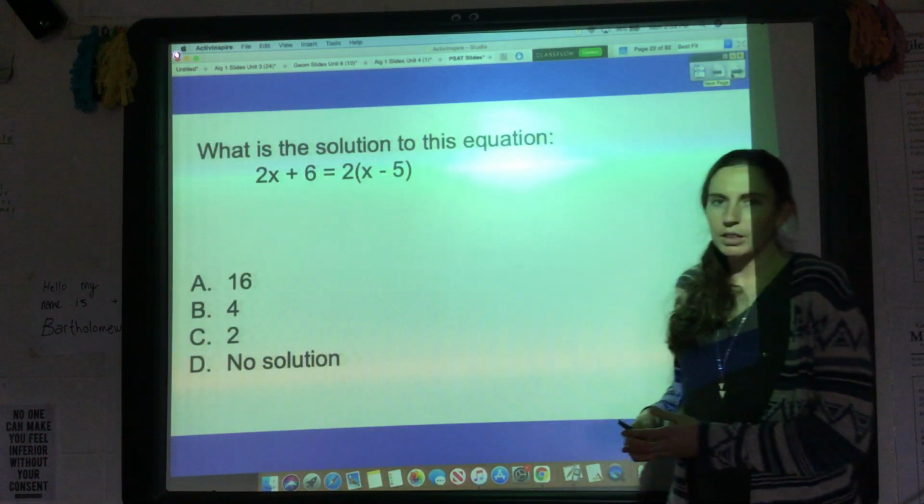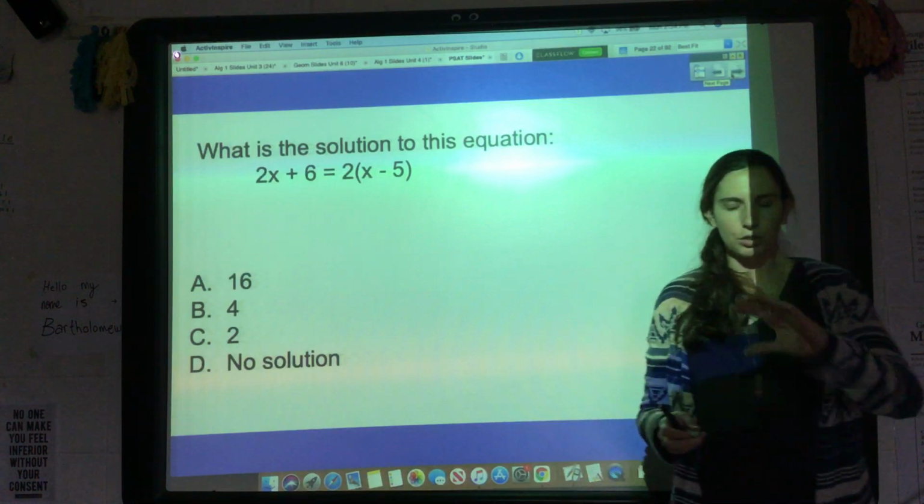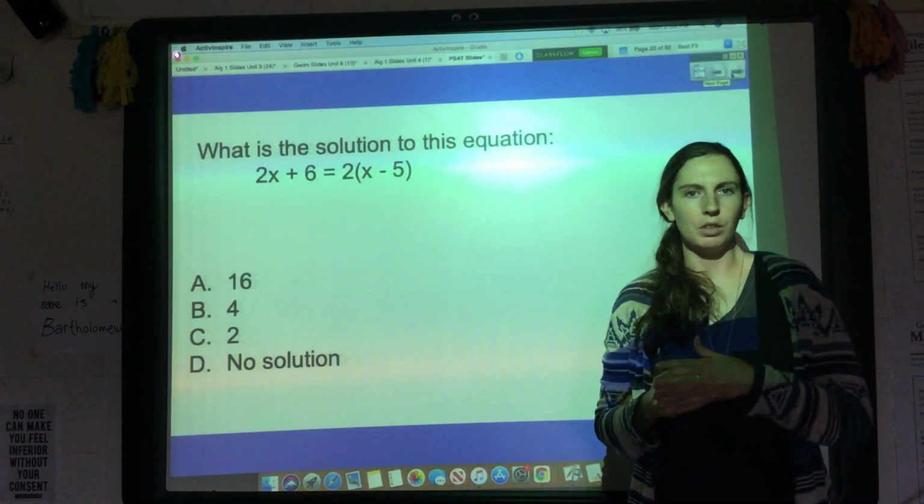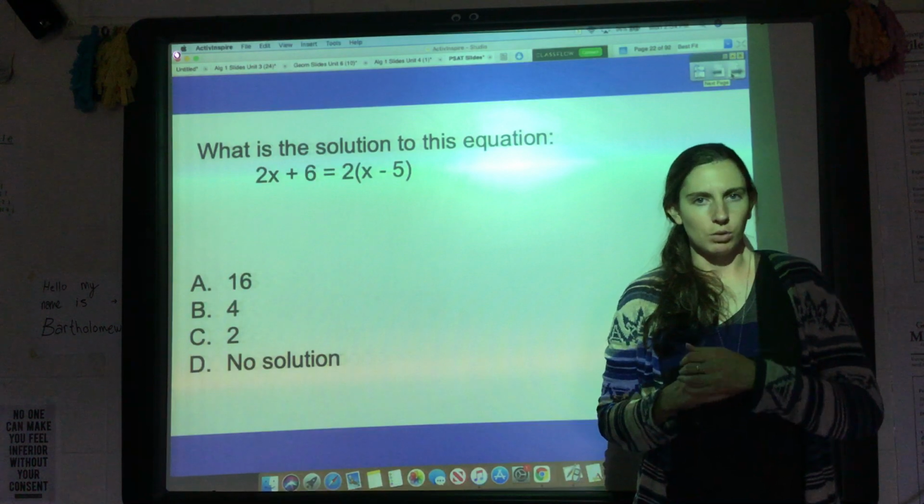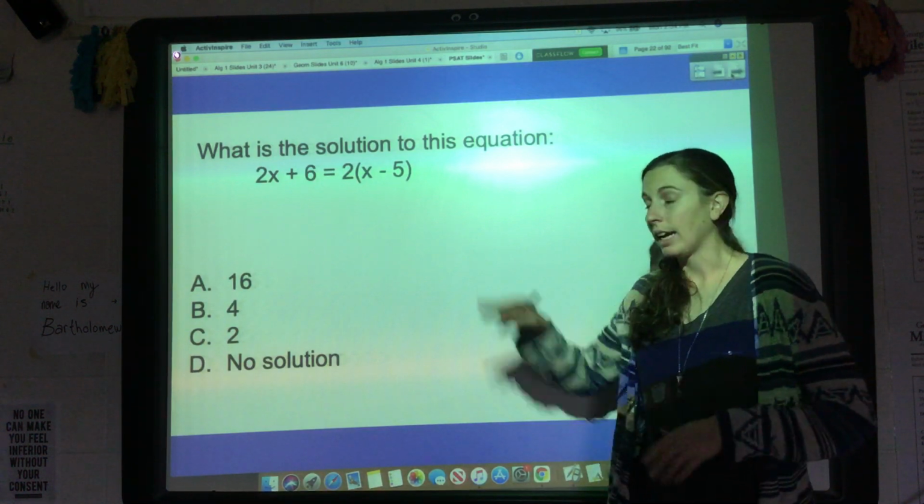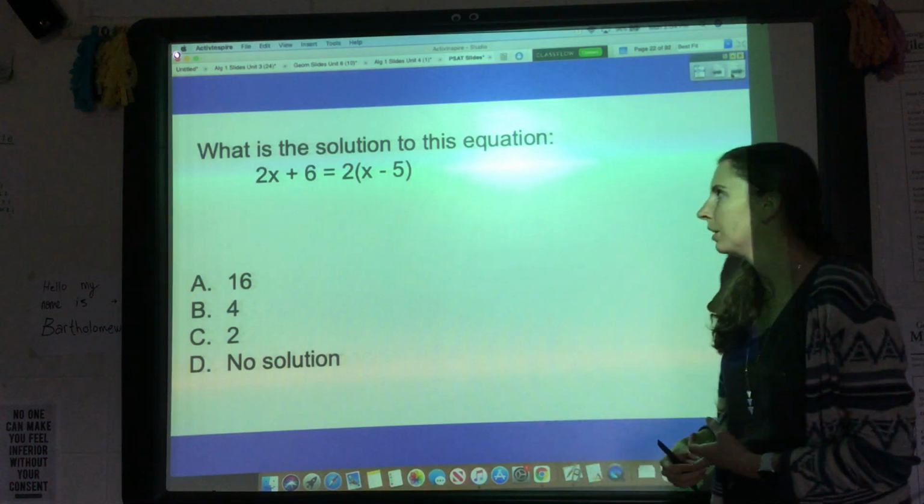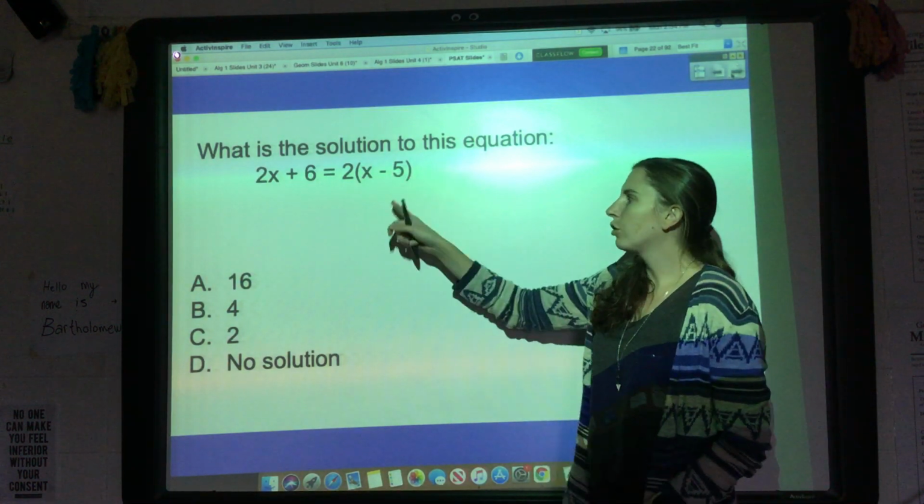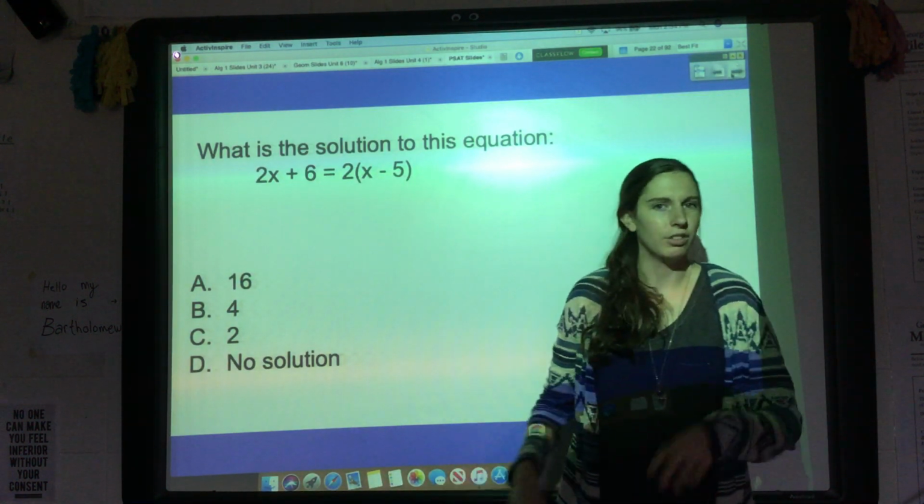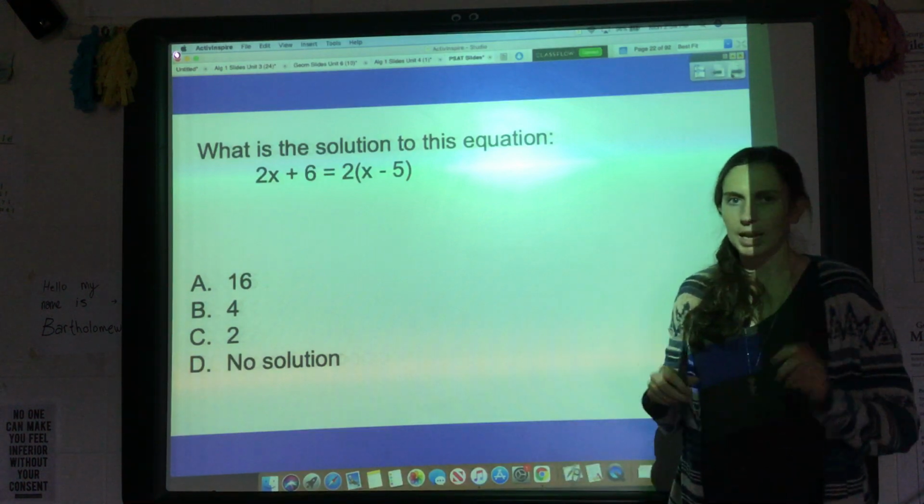I wanted to point out that these rules of, if you get a true statement, it's infinite solutions, and if you get a false statement, it's no solution, actually work for any equation, not just systems of equations. So for example, it says, what's the solution to this equation? Just solve for x. Plain old, get x by itself.